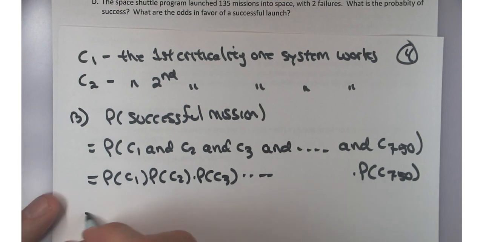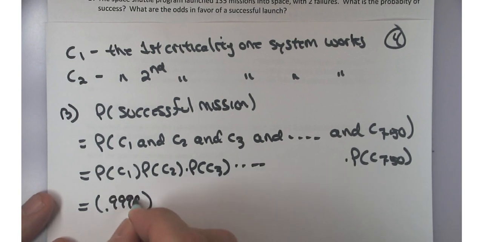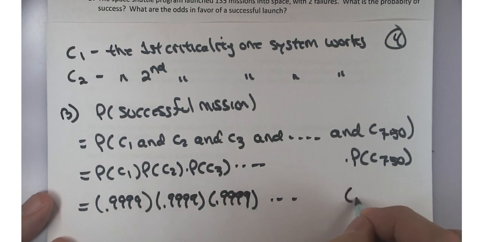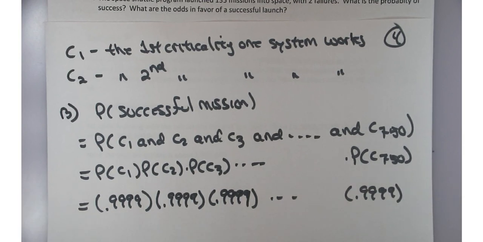Someone tell me what that first probability is. Probability that one of these parts fails, or succeeds, I should say. Yeah, 0.9999. And the second one is 0.9999. And so on. And so what I want you to do is take out your calculator and multiply 0.9999 times itself 750 times. I'm going to go get a cup of coffee. I'll be back. Maybe you'll be done by then. Or I don't know. Maybe.